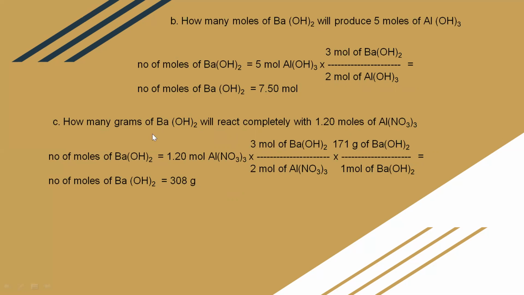Letter C, how many grams of barium hydroxide will react completely with 1.20 moles of aluminum nitrate? We have 1.20 moles of aluminum nitrate times 3 moles of barium hydroxide over 2 moles of aluminum nitrate, which comes from the coefficients of the equation, times 171 grams of barium hydroxide over 1 mole of barium hydroxide. The units cancel, and the remaining unit is grams of barium hydroxide.